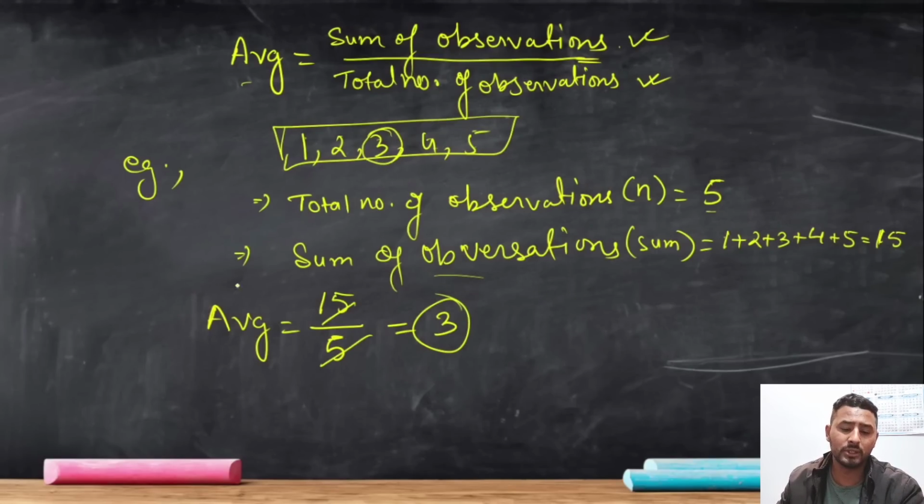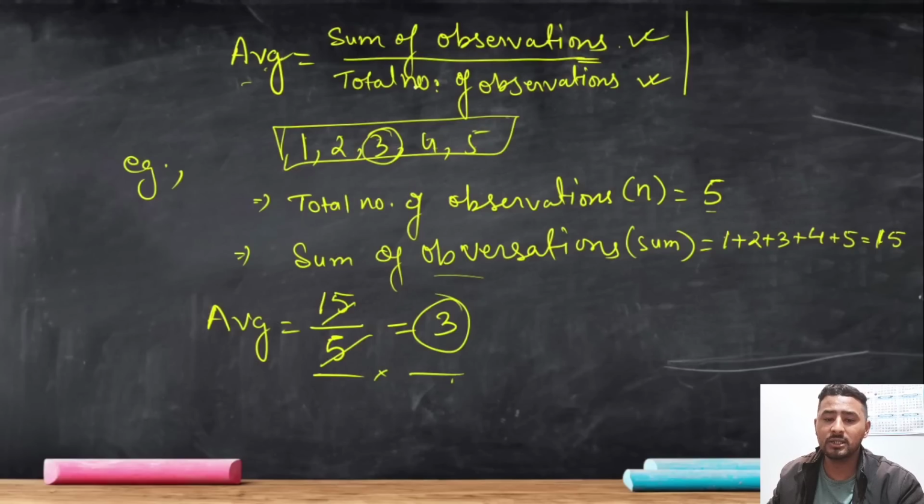One more thing I want you to know is that the formula says average equals sum of observations divided by total number of observations. This can also be written in another way. In many cases of average, we have to find the sum first. In many questions we have to find a sum. From this you can see average is here, total number of observations is here, sum is here. So how will we find the sum? Just multiply average into total number of observations, and you will get the sum of observations.